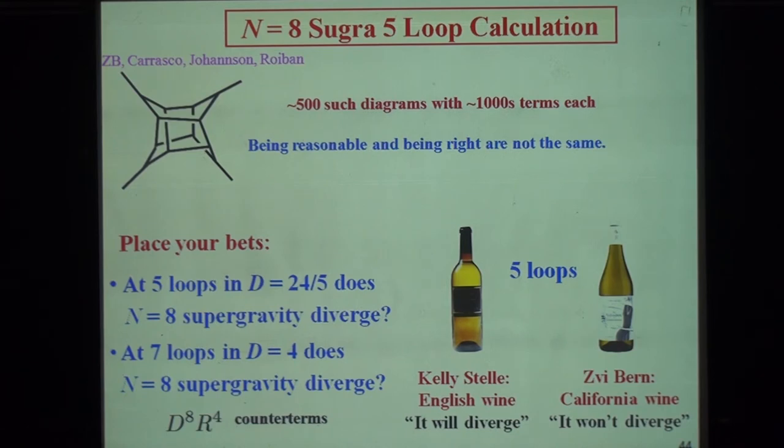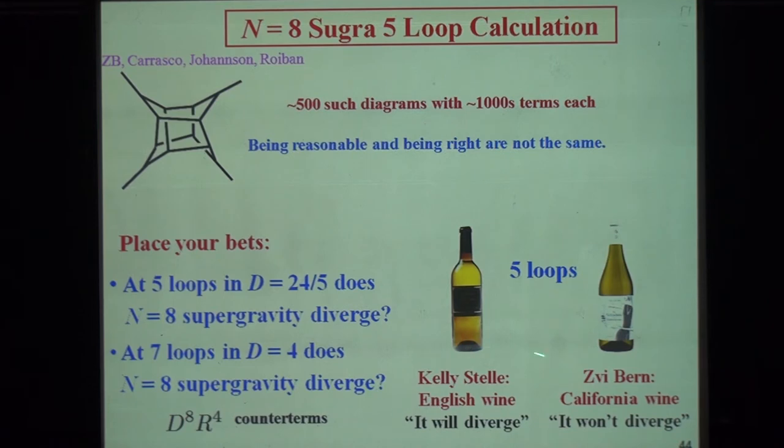Now you see an opportunity to make a bet. The entire community said trouble is going to happen, so I took that as a good opportunity to make a bet. The bets are: at 5 loops in D equals 24/5, does N equals 8 supergravity diverge? At 7 loops in D equals 4, does N equals 8 supergravity diverge?